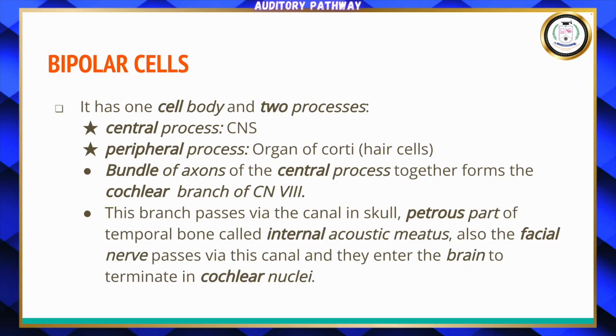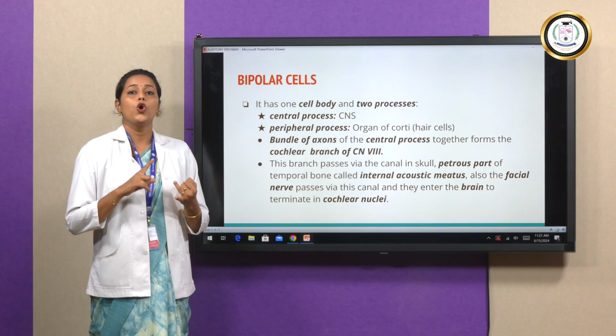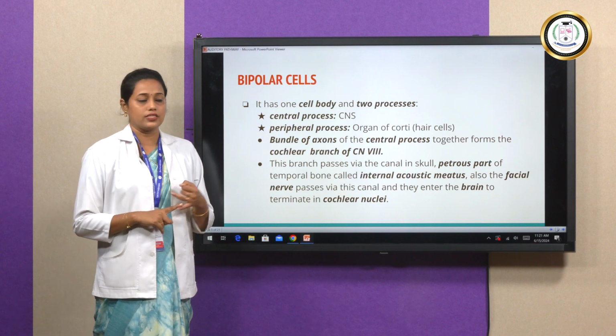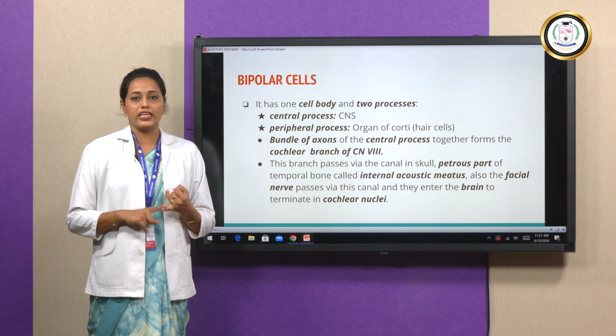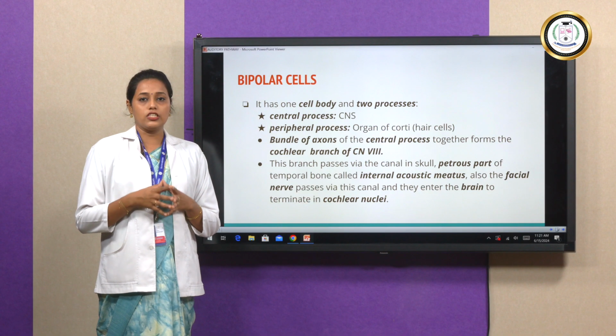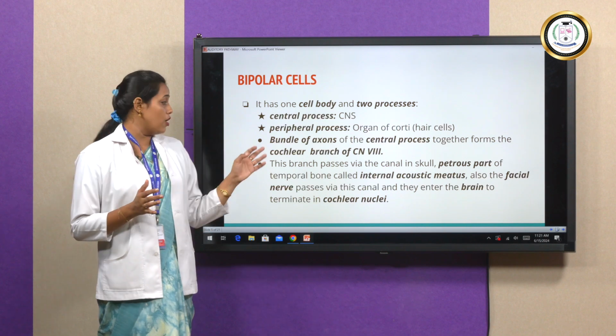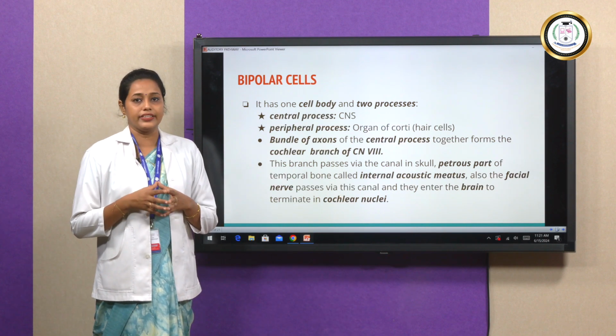So, we have bipolar cells. The bipolar cell possesses one cell body and two processes. The first process is called the central process, which relates to the central nervous system, and the next one is called the peripheral process. This will be connected to the hair cells which are present in the organ of Corti. The bundles of axons from the central processes will together form the cochlear branch of cranial nerve 8.